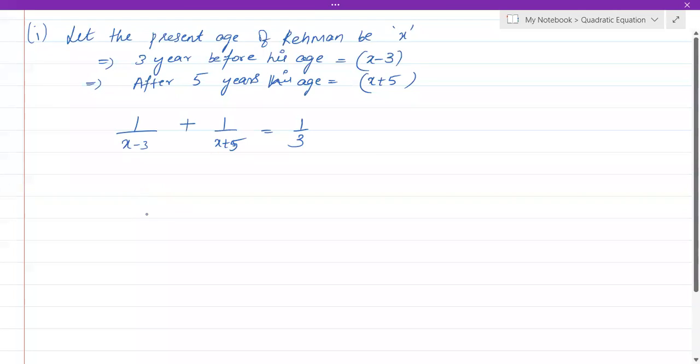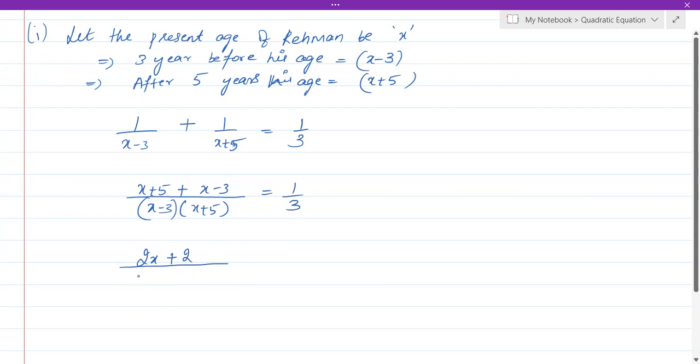Now, how do we solve this? Take the LCM, or the shortcut method: multiply the denominators, that is x minus 3 into x plus 5, crisscross. 1 into x plus 5 is x plus 5, plus 1 into x minus 3 is x minus 3, equal to 1 divided by 3. So x plus x will give you 2x, 5 minus 3 will give you 2. In the denominator it is binomial multiplication. So x into x, x square, x into 5, 5x. First into first, first into second. Second into first, second into second. Equal to 1 by 3.